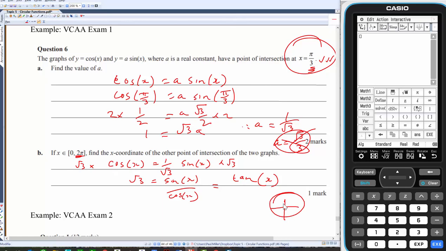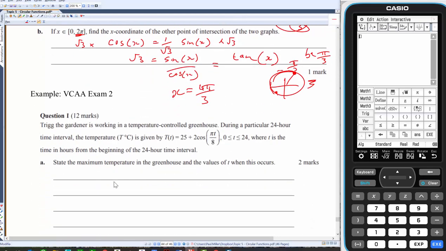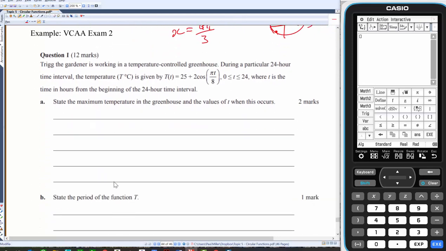So let's have a look. The base angle for root 3 is pi on 3. That's my base angle. The next time it's going to be there is around here, which is 3 pi on 3 plus pi on 3, which is 4 pi on 3. So we're going to say x is equal to 4 pi on 3 for the 1 mark. All right, let's get stuck into exam 2, and now we are allowed to use this calculator.